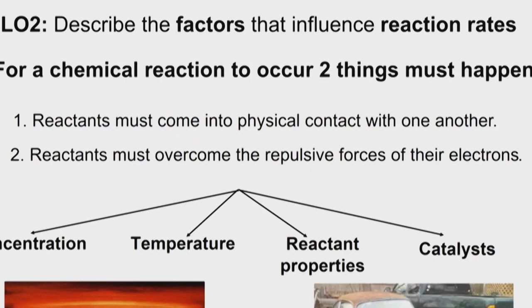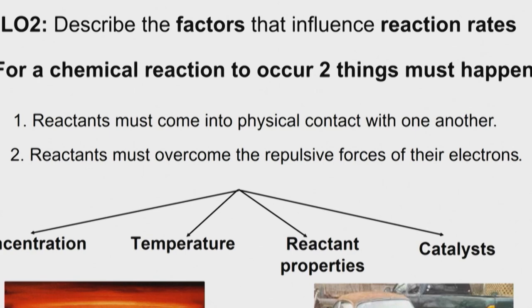All right, so now let's shift gears and start talking about the factors that are going to influence reaction rates. We've got some reactants. They're going to be converted to products. How quickly does this happen? Well, it depends, and it depends on a lot of different factors.